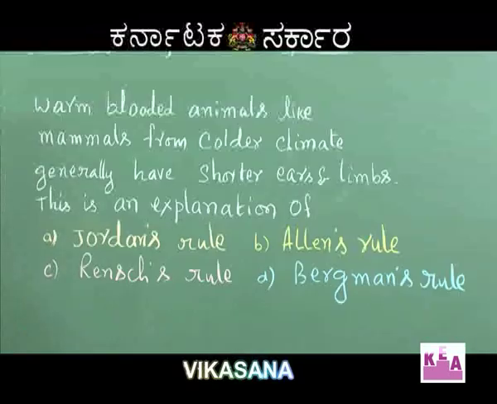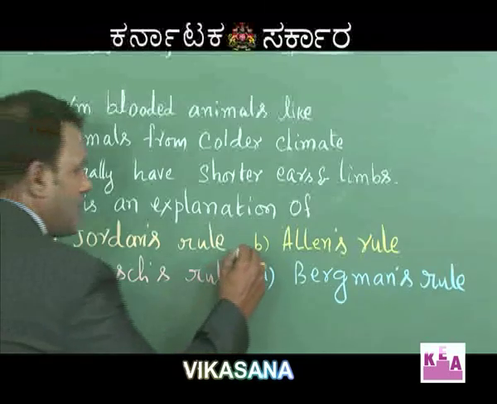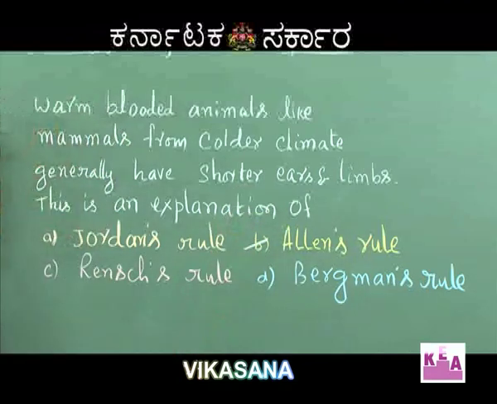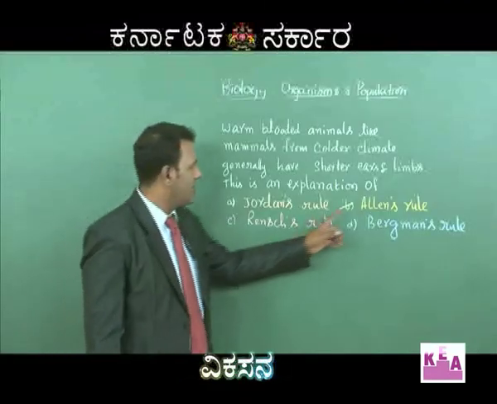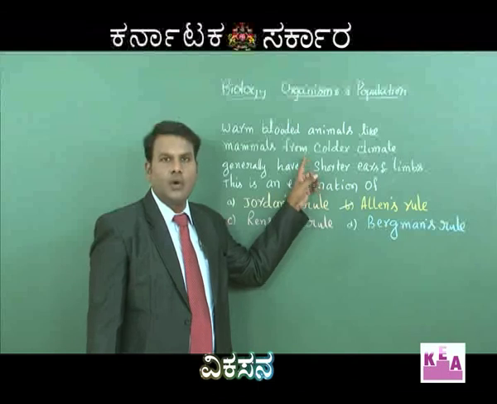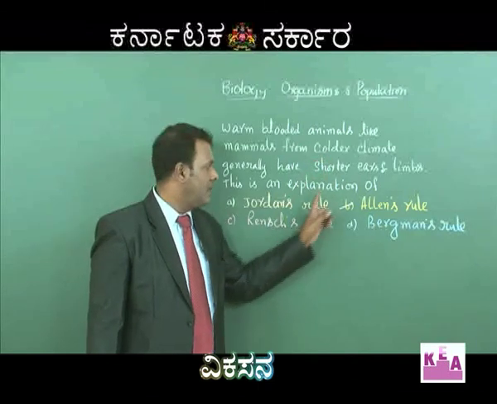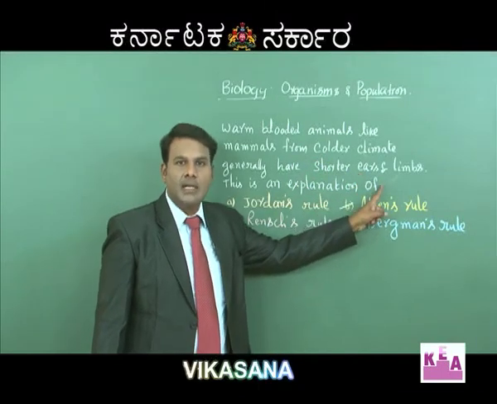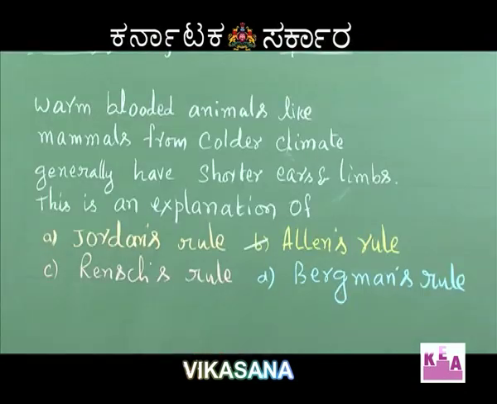In this particular question, the correct option is B, that is Allen's rule. It says that organisms living in colder climatic conditions will have shortened ears and limbs to minimize the heat loss to the surrounding.